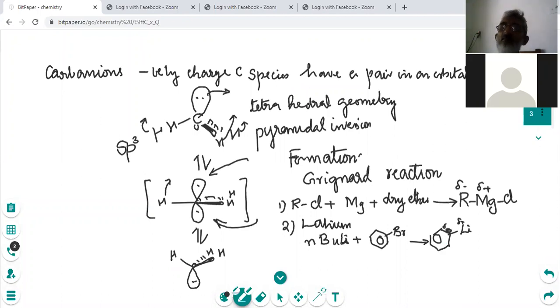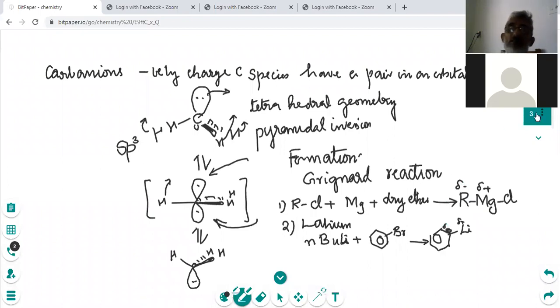Clear? So this reaction is a method of formation of carbanions. Very good example. Whenever you break a bond, make sure that the bond is getting broken towards the more electronegative atom. Magnesium is less electronegative than carbon, so this bond will get broken only towards the carbon side, and that is why you get R minus.